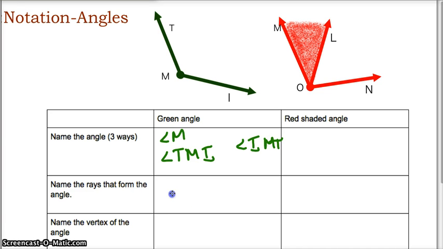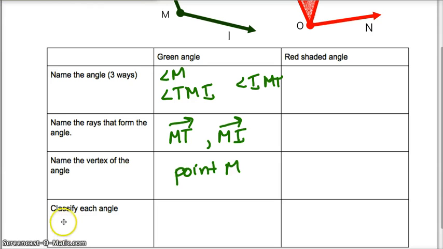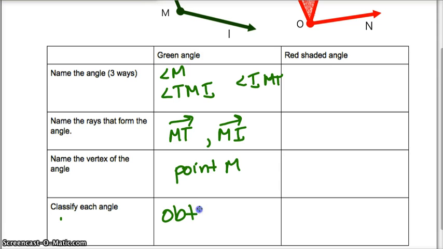Name the rays. One ray starts at M and travels towards T. The other ray starts at M and travels towards I. The vertex is a point. It's point M. And classify, this is that idea of you telling me whether you think it's obtuse, acute, straight, or right. And looking at this angle, it looks like it's larger than 90, so we're going to assume that it's obtuse.